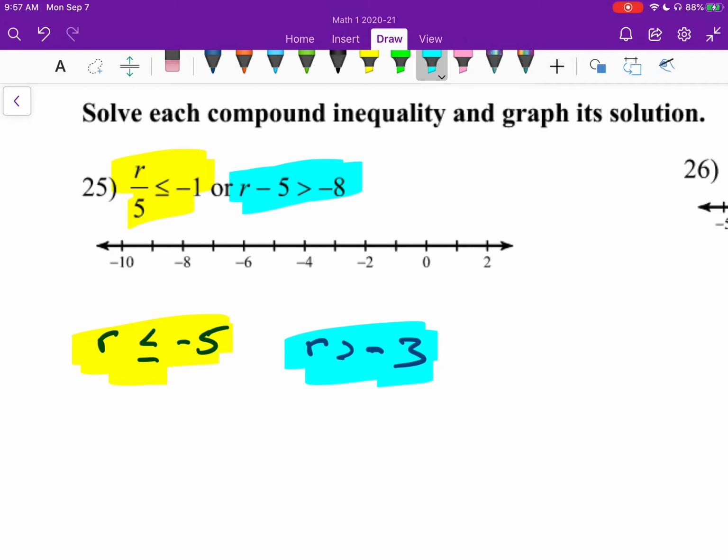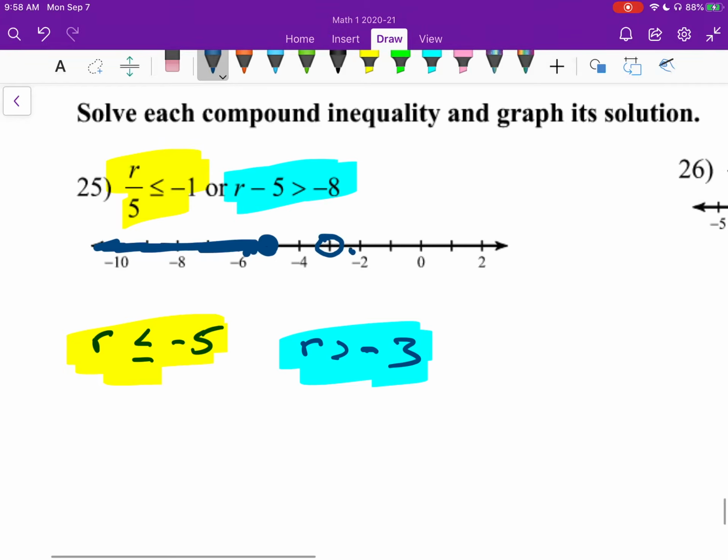All right, so graphing the left one, we have a closed circle on the -5, which should be between 6 and 4. It says r is smaller than -5, so like -10 is smaller, so we could shade this way. And the other one is r is bigger than -3, so we're going to have an open circle on -3, and we're going to be shading this way. Notice how one is a closed circle, one is an open circle.